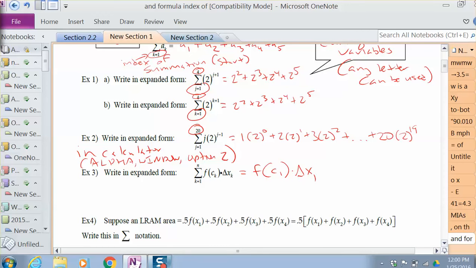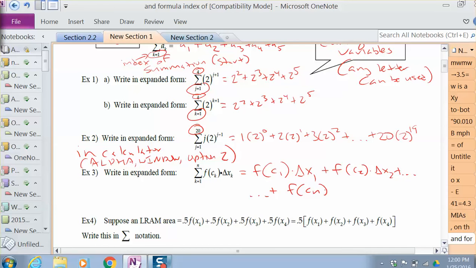f of c1 times delta x1. And hopefully you recognize that delta x is a change in x, right? It's kind of like a width of an interval, kind of like what we did in 5.1. We did LRAM, RRAM, MRAM. And then the next term is f of c2 times delta x2 plus dot, dot, dot. And we end off with the nth term.